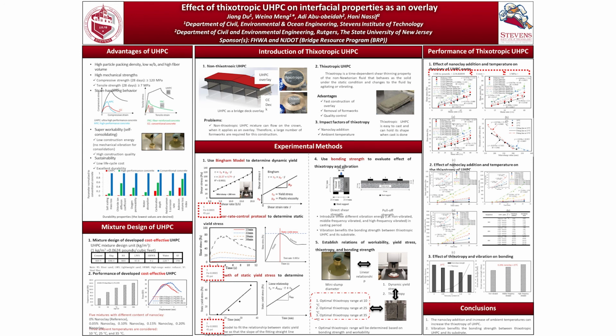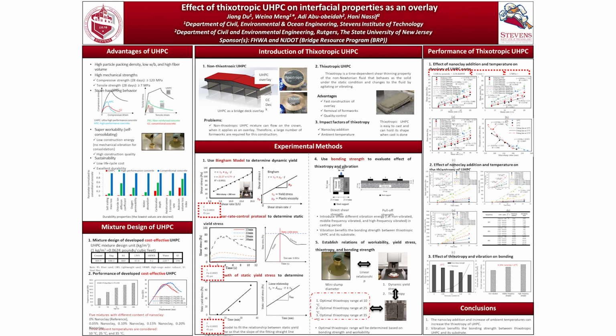The linear relationship between mean slump value and rheometer properties will be established to facilitate the control of thixotropy of the UHPC mixture on job site. As a flow test is easy to conduct, the optimal thixotropy for different temperatures will be determined based on results of workability and bonding strength between UHPC and the substrate. So we can see the results. It's clear to see that both addition of nanoclay and increment of ambient temperature increase the dynamic yield stress and thixotropy of UHPC.